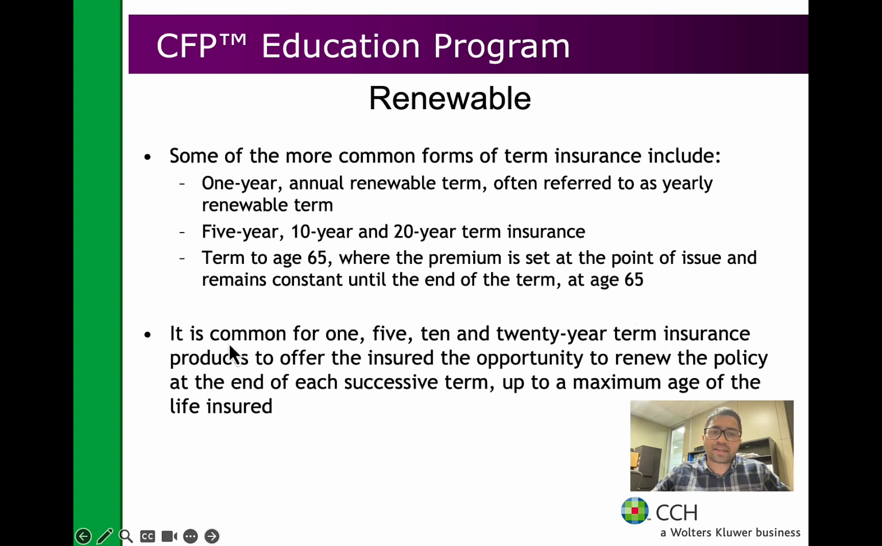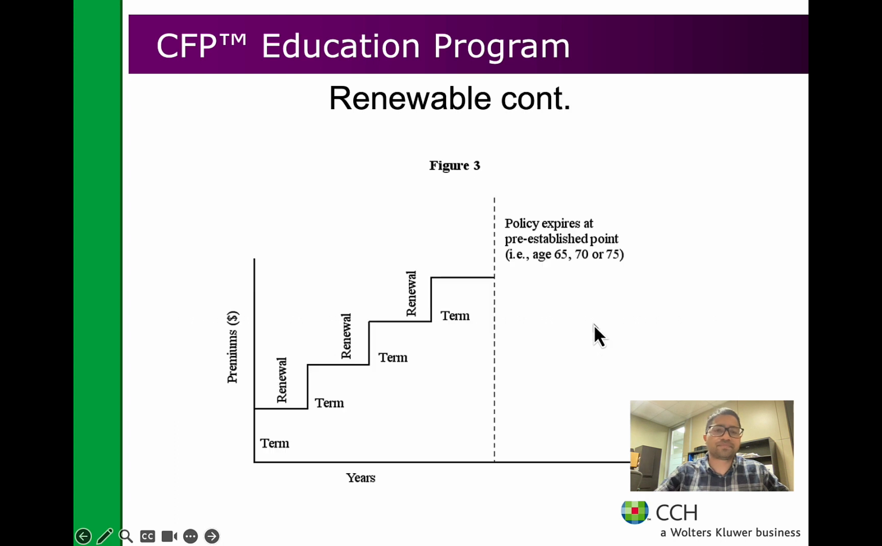It is common for 1, 5, 10 and 20-year term insurance products to offer the insured the opportunity to renew the policy at the end of each successive term up to the maximum age of the life insured, usually 65. That is, after the term gets over, you can discuss with the insurance company again whether you want to renew the term or not.